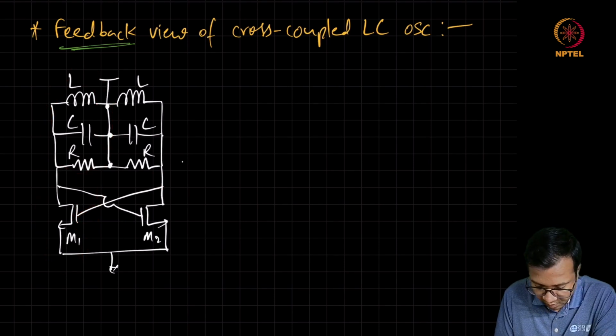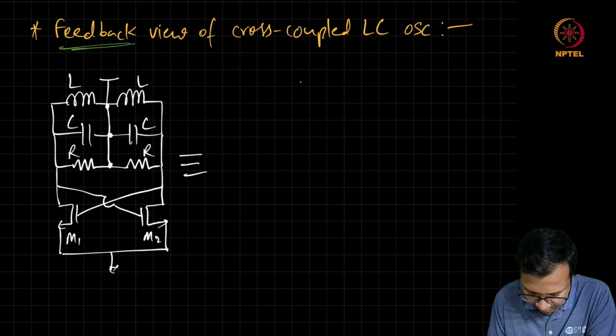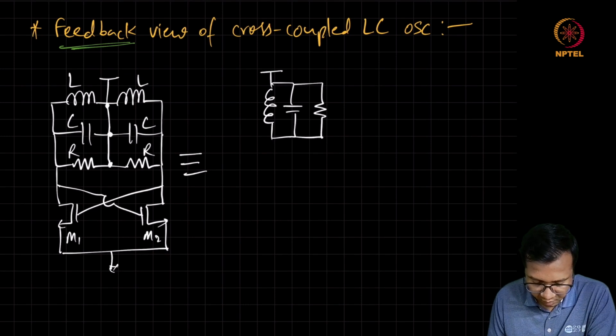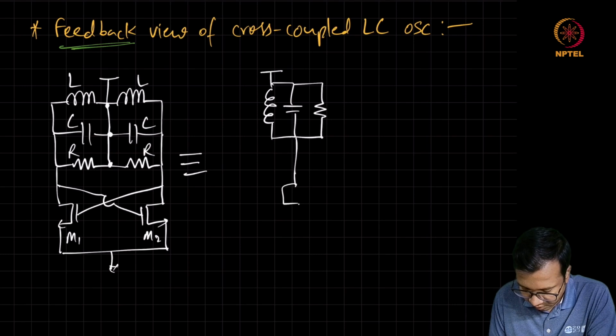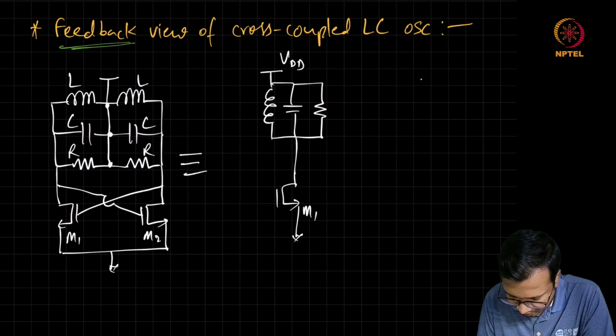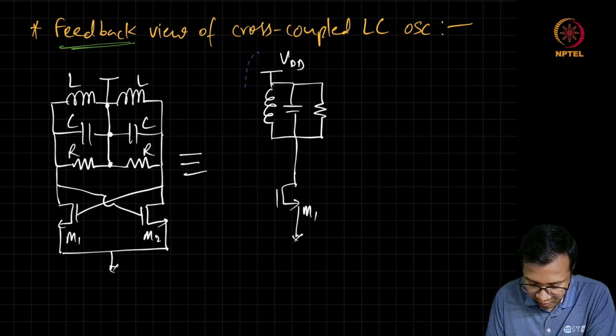So if I have to redraw the circuit in this manner, then it appears as if I have got this one L, C, R tuned load, which is connected to the drain of M1. Similarly, there is another tuned common source amplifier formed by this M2.